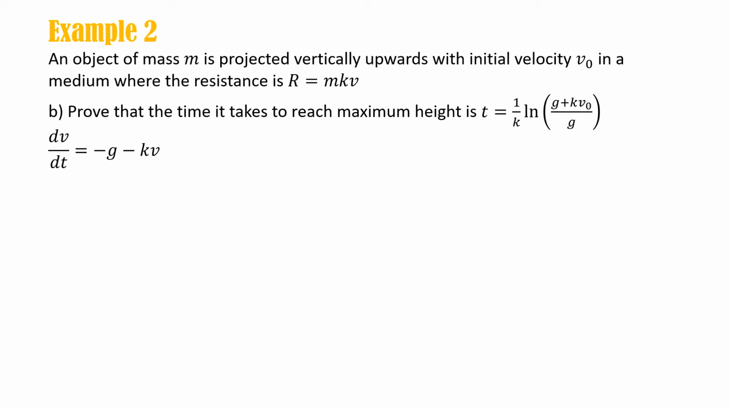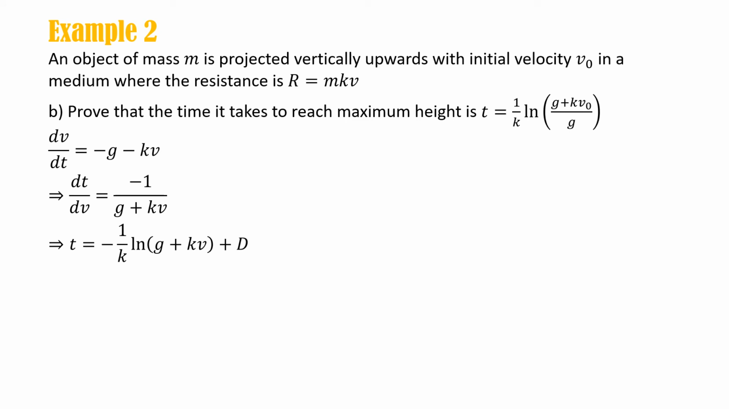We want to get to t, so let's flip it. Now what we're going to have is dt/dv is 1 over negative g minus kv. But again, we don't like that minus, so it's going to be minus 1 over g plus kv. So what is t going to be? Well, we want to find the integral. Is the top the integral of the bottom? Just about. We're a k factor out, so we're going to have a 1/k out the front.